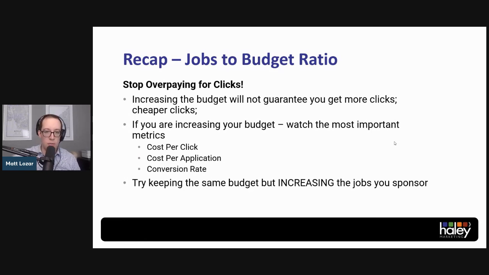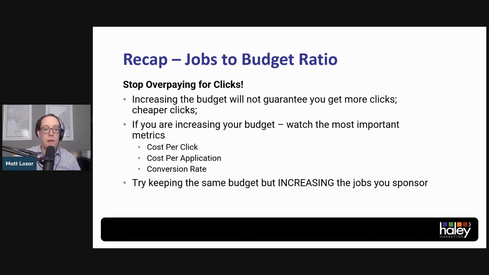If you are increasing your budget, watch these 3 metrics. Cost per click is really important. We don't want to be overpaying for our candidates. Cost per application is important. Obviously, we don't want to be paying more for applications just because we have more budget. And conversion rate, we have to watch that, because if it decreases and our budget increases, our cost per application is going to increase. Our application total is going to decrease.